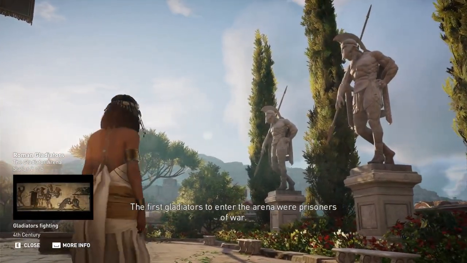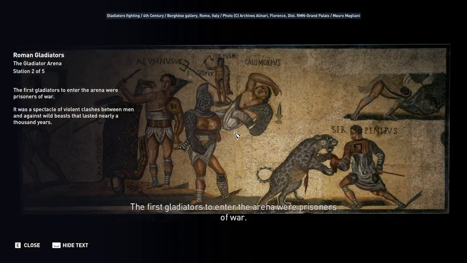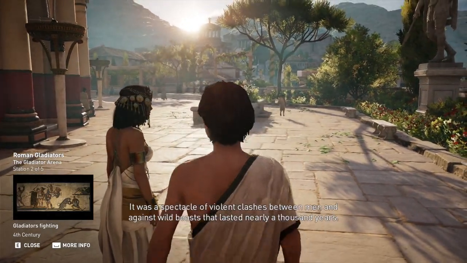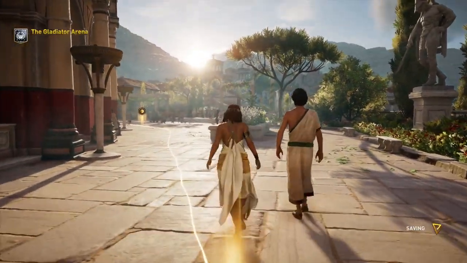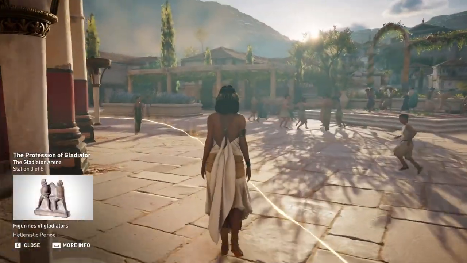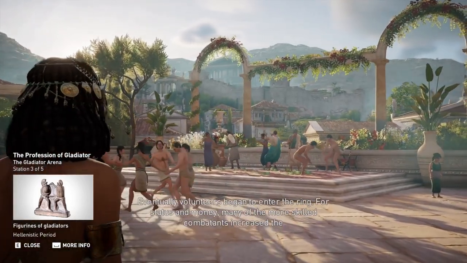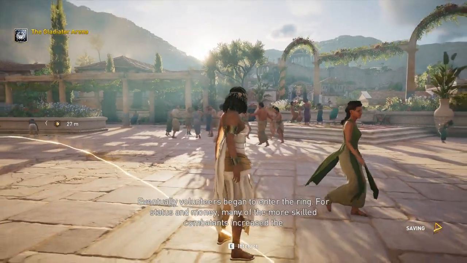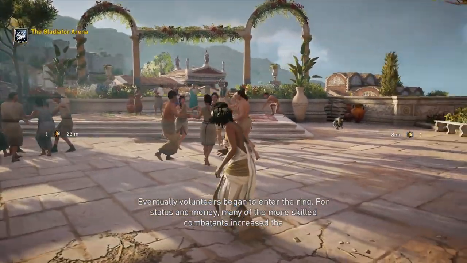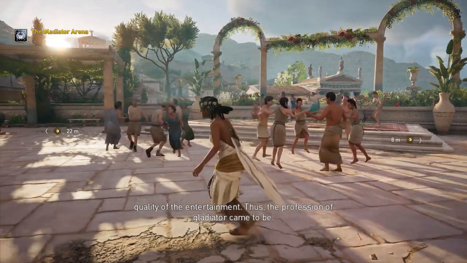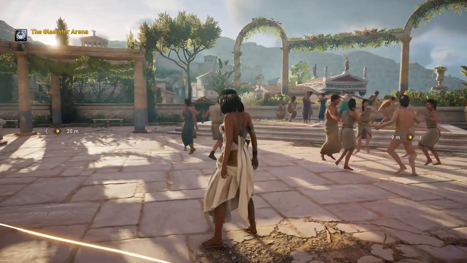The first gladiators to enter the arena were prisoners of war. It was a spectacle of violent clashes between men and against wild beasts that lasted nearly 1,000 years. Eventually, volunteers began to enter the ring. For status and money, many of the more skilled combatants increased the quality of the entertainment. Thus, the profession of gladiator came to be.